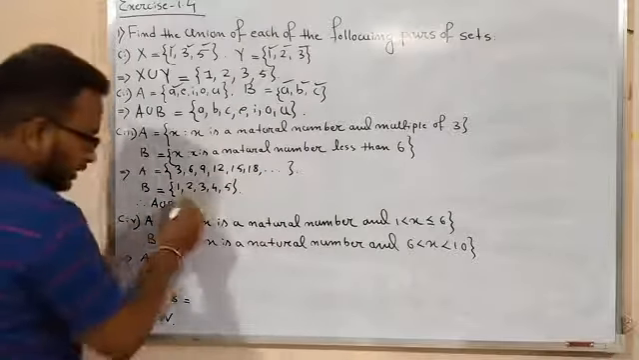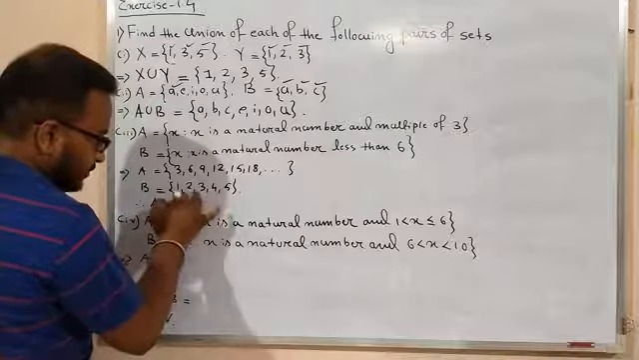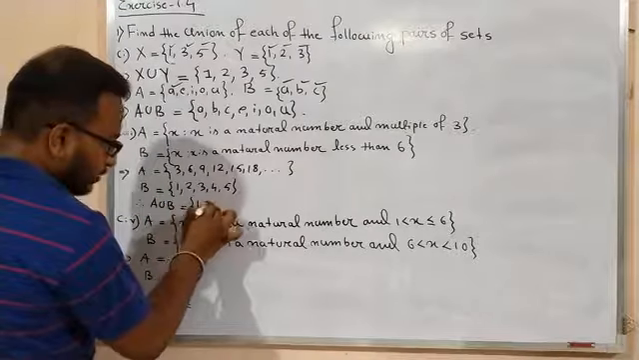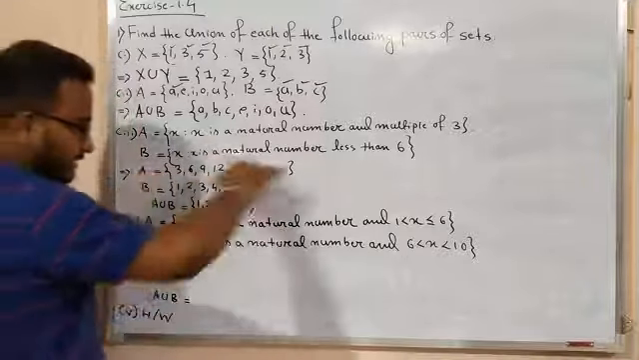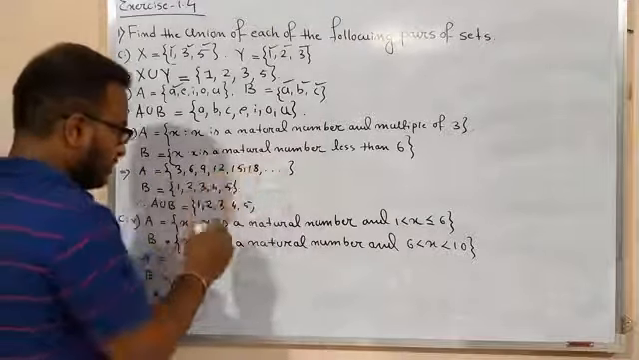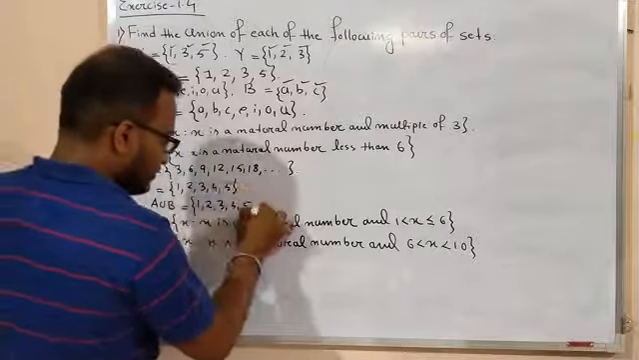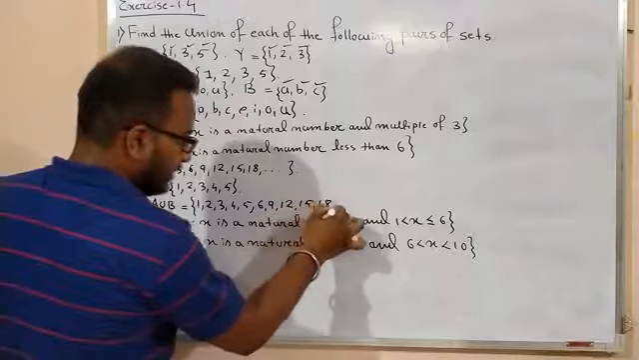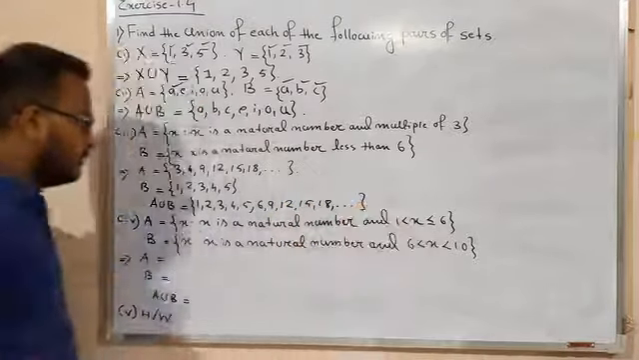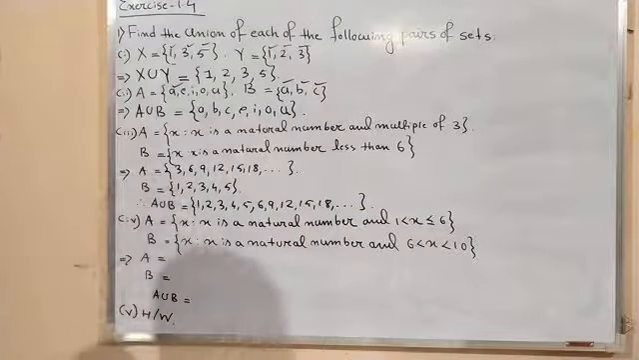Now you have to write the union. Now it is very easy. You just write 1, 2, 3, 4, 5. Then write this set properly. So it will be 6, then 9, then 12, then 15, then 18. Right? So it's very easy.